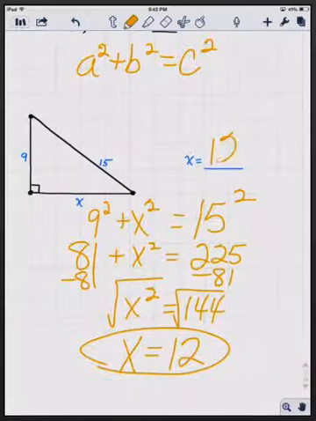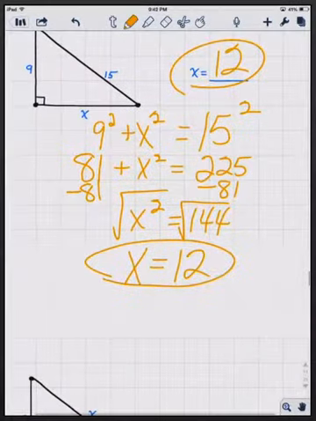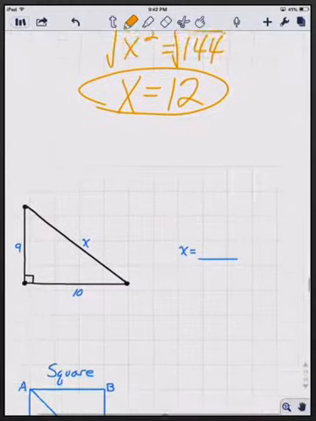So the answer is 12. And you can always check your answer. 9 squared plus 12 squared does equal 15 squared.